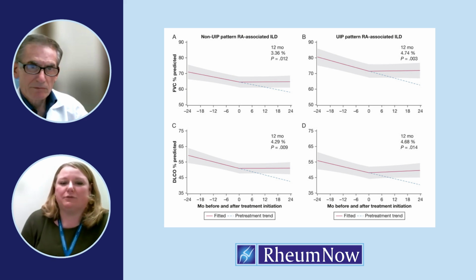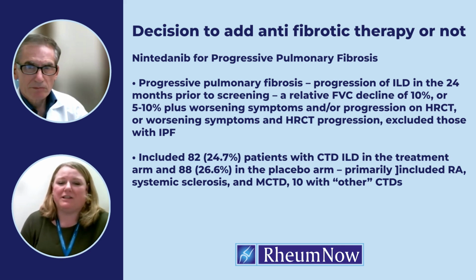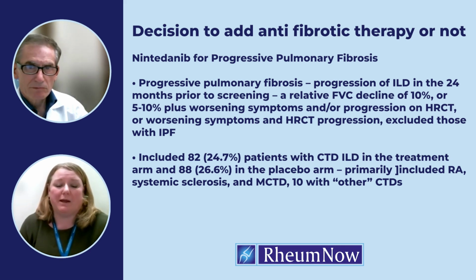And then I think the other big controversy, which is maybe a little less controversial these days, is the decision to add antifibrotic therapy or not in these patients. So we're just going to review two of the major trials that have come out looking at antifibrotic therapy in patients with connective tissue disease-associated ILD. The first is the INBUILD trial looking at nintedanib for progressive pulmonary fibrosis.